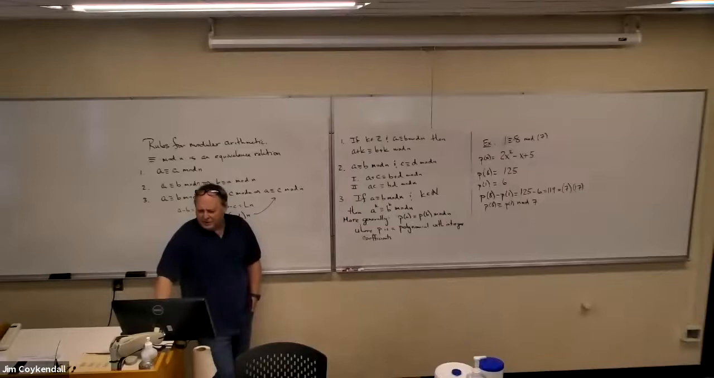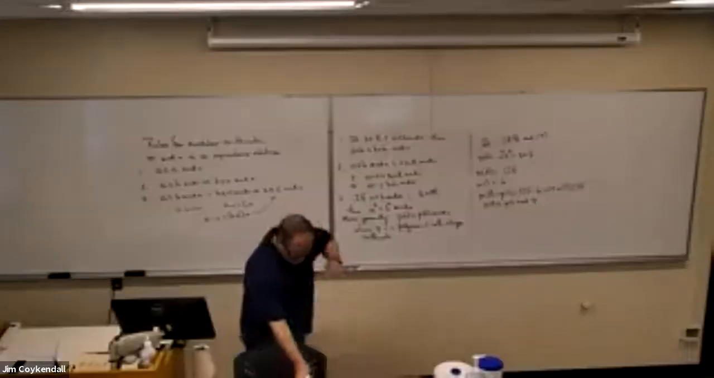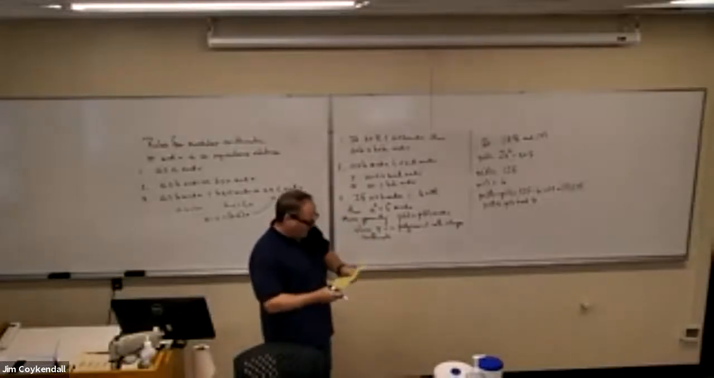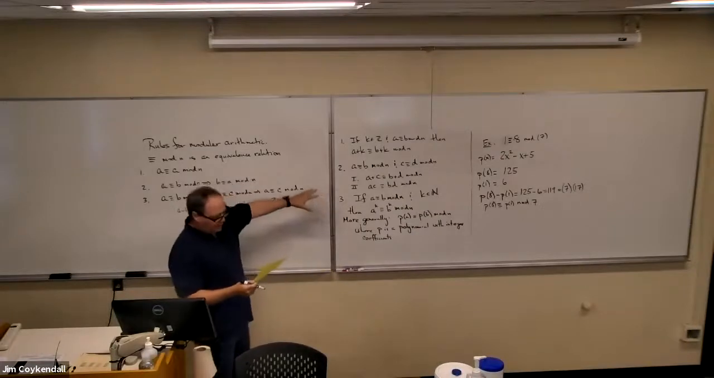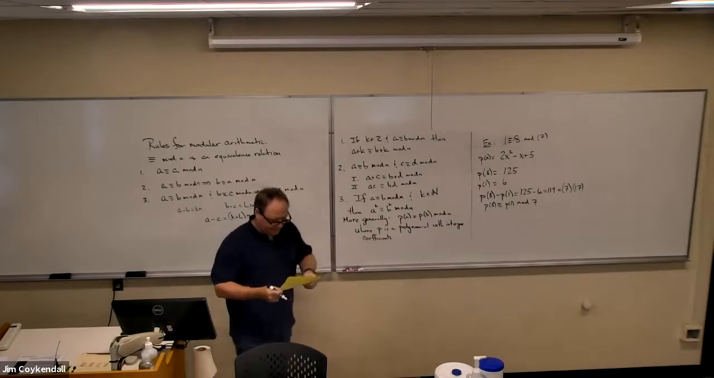Okay. Any questions so far? So far, so good. Okay. So all these properties endow this with a ring structure, and in fact, I'll write this ring as Z mod n.